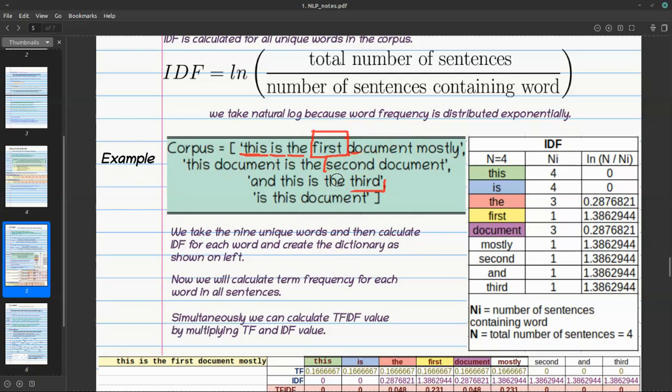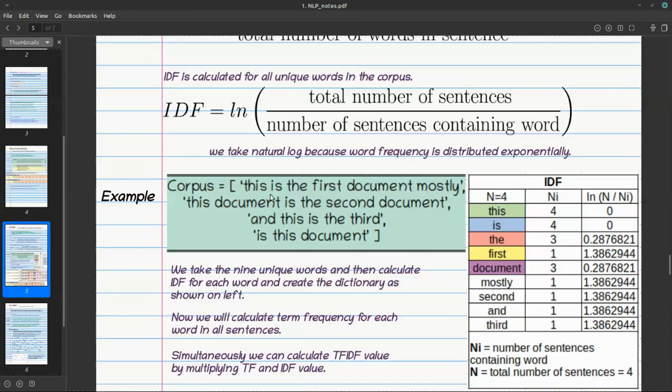So if the word is occurring in almost each sentence, then definitely it is either a preposition or article or something like that. Correct. So definitely, if you see, the IDF value is very low for this word in the document also, because it's occurring in all the documents, right?